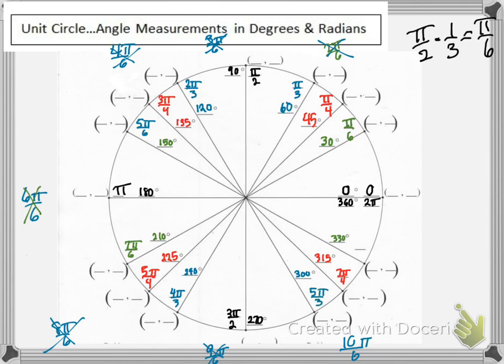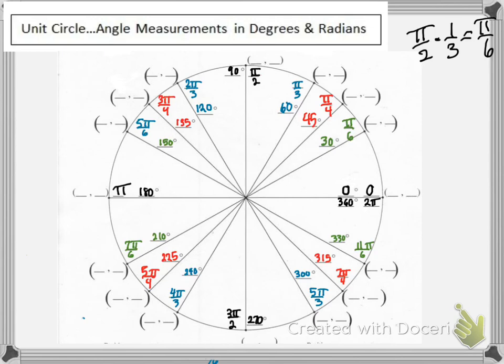And I need 11/6 of pi, which doesn't reduce. And then 12/6 of pi, which reduces down to 2. So there's all my radian measurements.